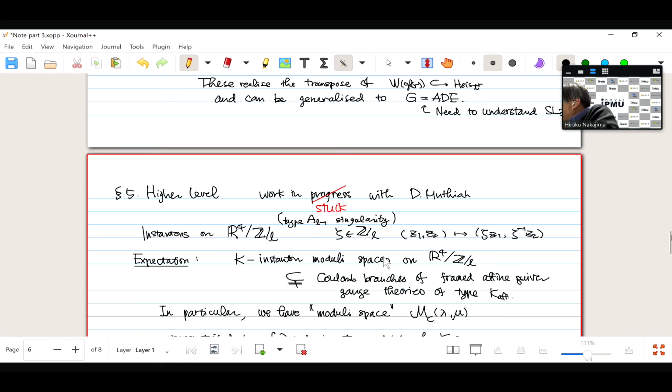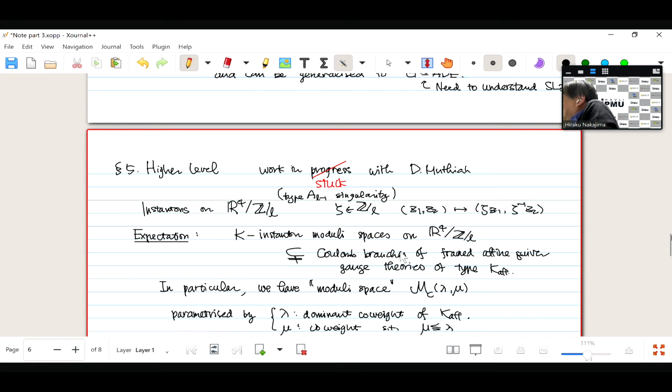Okay, then the expectation. Physicists probably say this is a well-known result, but mathematically this is still not established. We take a compact simple Lie group K, and we consider the K-instanton moduli space, precisely the one-point compactification with framing, like in the case of R4. This instanton moduli space is a special case of the so-called Coulomb branch of framed affine quiver gauge theory.